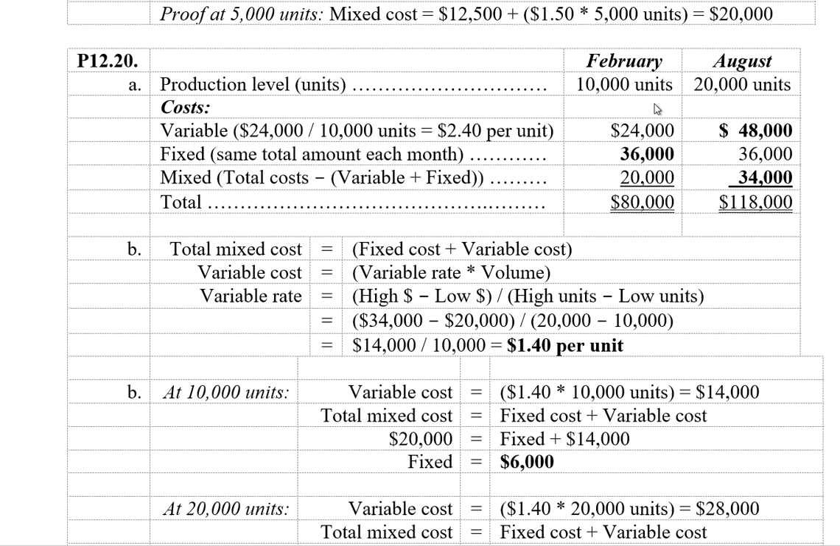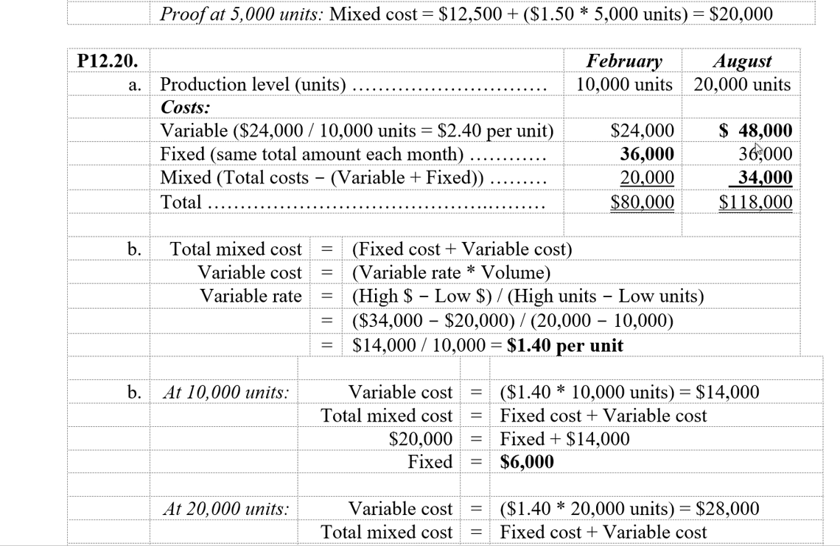I want you to notice this. 10,000 and 20,000. These are two different production levels. And we've been able to identify that $2.40 per unit is variable. We know that by dividing 10,000 into the 24 that they give us. And we can then use that $2.40 for the 20,000 units and get this 48 here. So that's been put in there for you instead of a question mark like in the text.